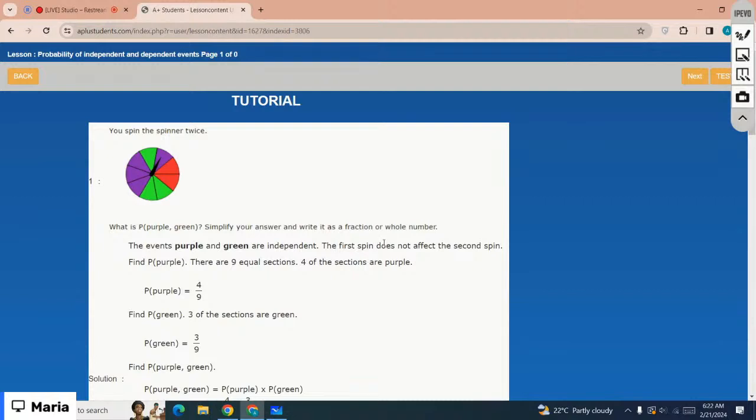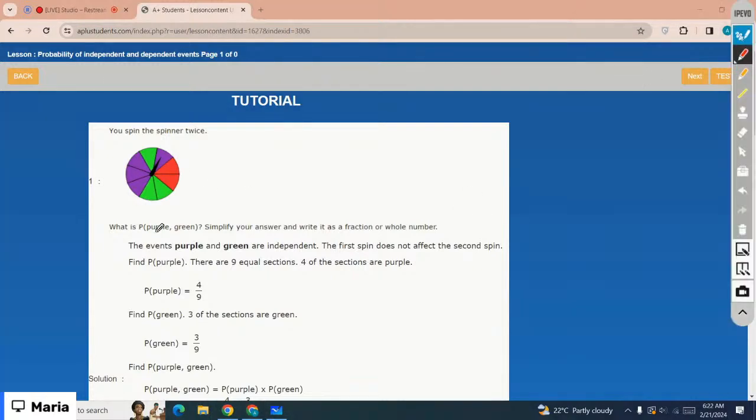So you have two events here, purple and green. First, you have to see if the events are dependent or independent, right? So both the events are independent. Whenever you are working on the spinners, the events are independent. So you have to evaluate the probability of the purple. You have 1, 2, 3, 4 portions that are purple, so that is 4 over 9. Then the probability of green is 1, 2, 3, that is 3 over 9.